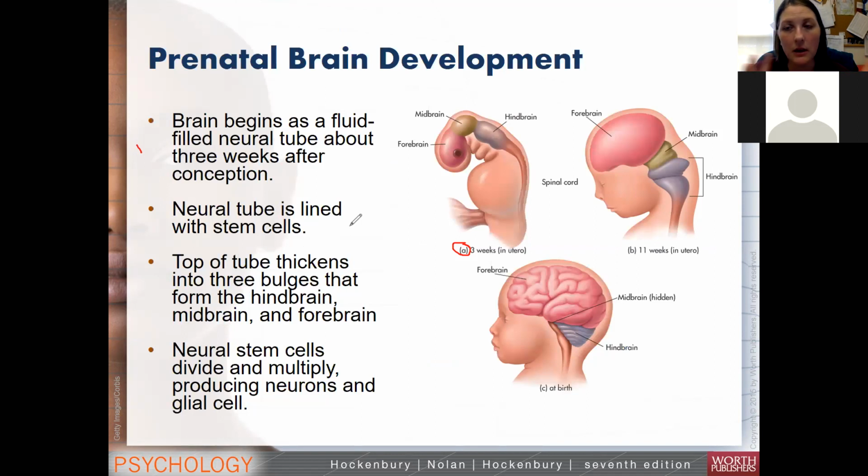They're all stem cells and they can be whatever they want. And they can be brain cells, they can be skin cells, they can be whatever. And so before it becomes a neural tube, okay, what we have is something called the neural plate.